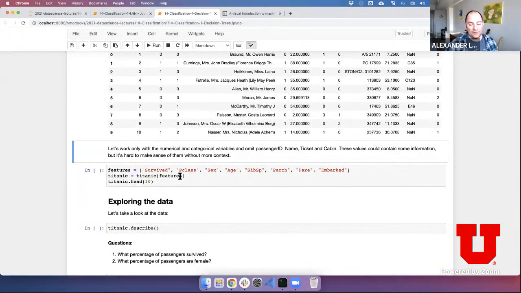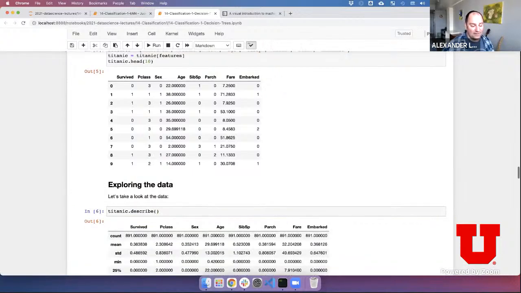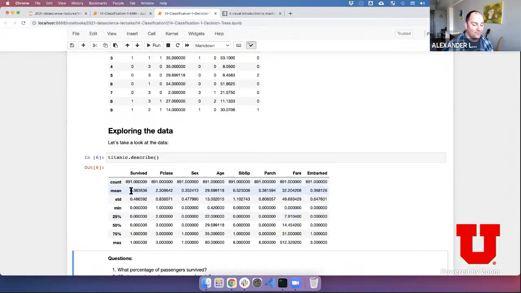And then we will omit passenger ID, name, ticket, and cabin because, while they might contain some information, they are labels more or less. They're not easily converted to numerical categories, and they don't naturally make sense. So if we look at this now, we can see that survived has a mean value of 0.38. That means 38% of passengers on the Titanic survived.